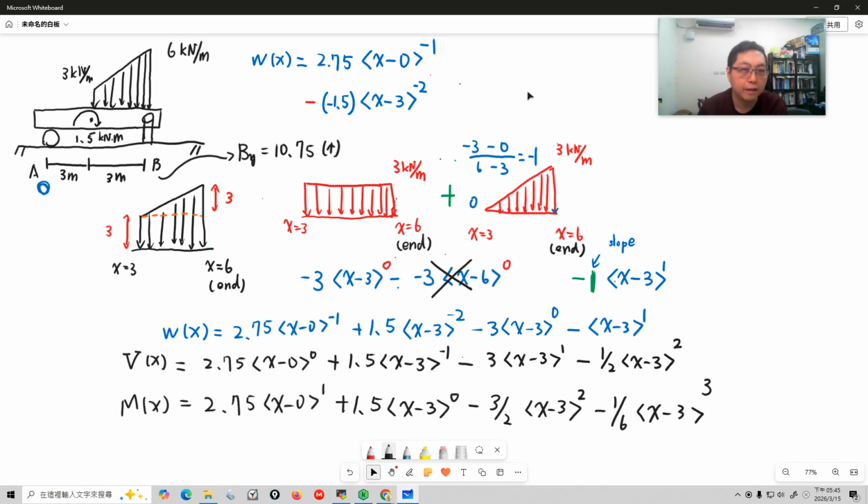The lucky thing in this problem is that lots of things happen at the end of the system, and we can ignore lots of things there. If this distributed load is not at the end of the system, that will cause lots of problems. You have to deal with the cutoff issue. Maybe that's part of your homework. So I'll stop the demonstration here. Hope you can understand this problem better.